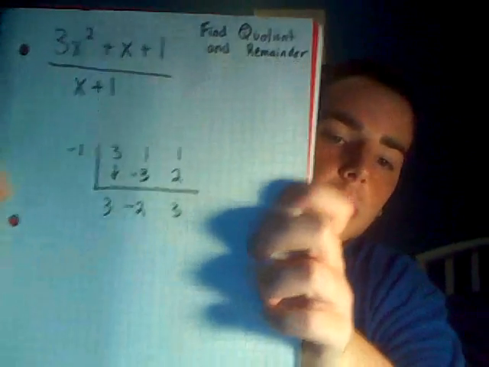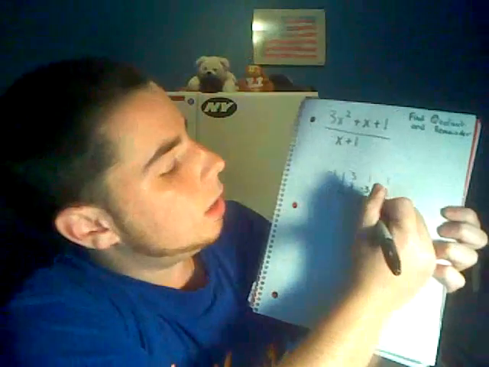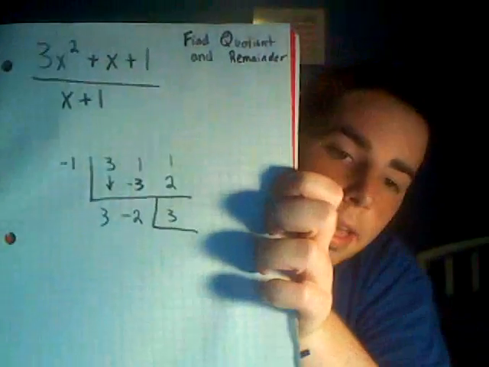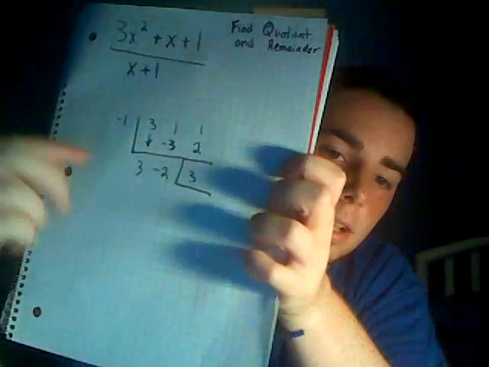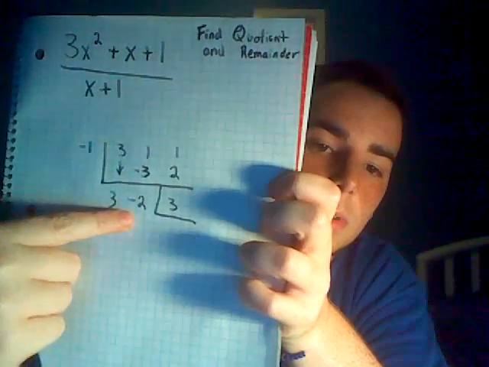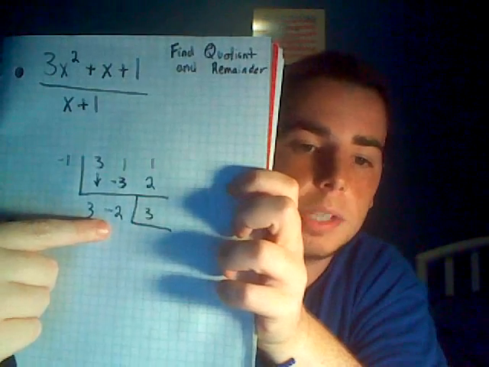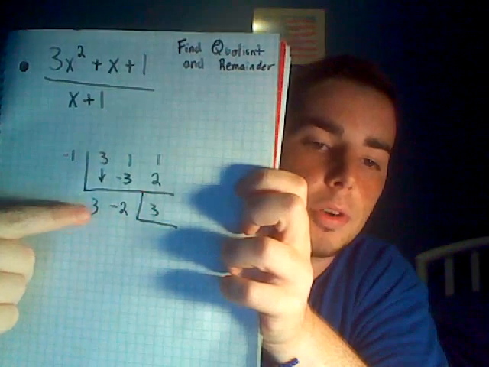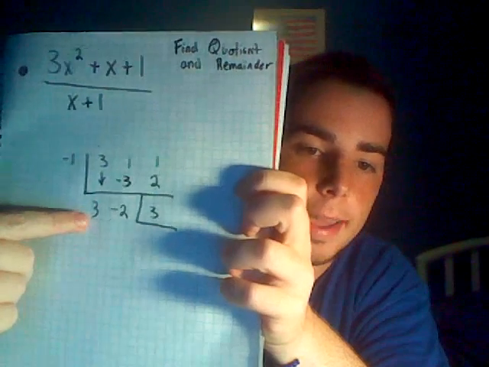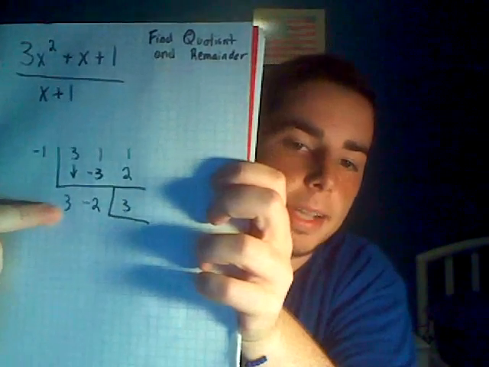With the last number, what you do is you put it in a box like this. That's your remainder. The second number, the -2, is your constant, so that stays the same, whether it be negative or positive. And your first number here, the 3, would be your x. So you put an x after the 3. So your answer would be 3x minus 2. That would be your quotient. And your remainder would be 3.